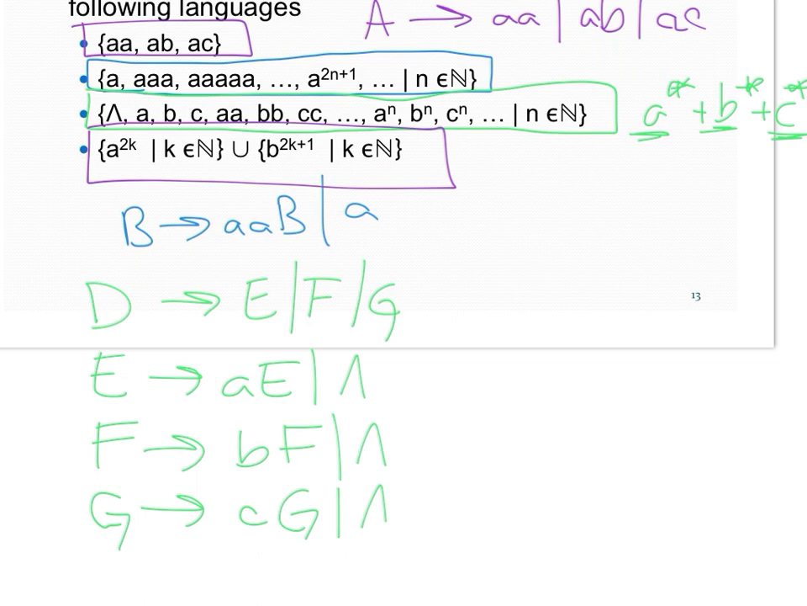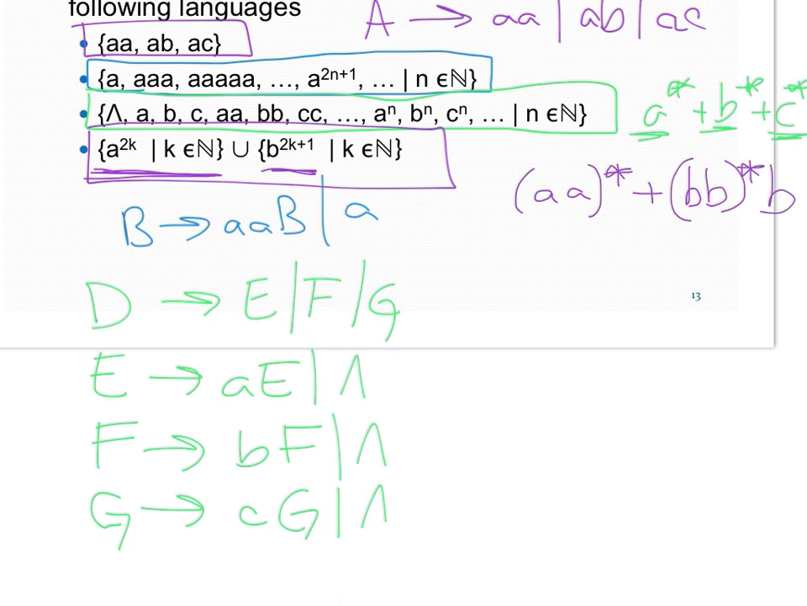So the piece on the left is pairs of A's, so it's going to be AA star. And the one on the right is odd numbers of B's. k starts at 0, and then we have 1 B, and if k is 1, then we have 3 B's. So I'm going to say it is BB star B.